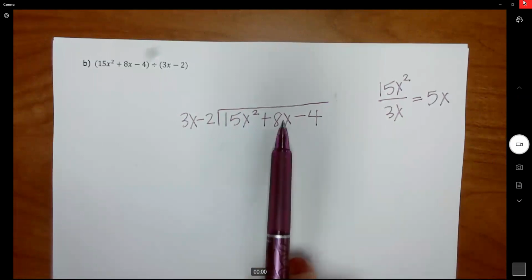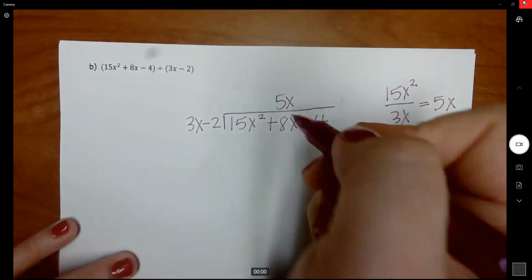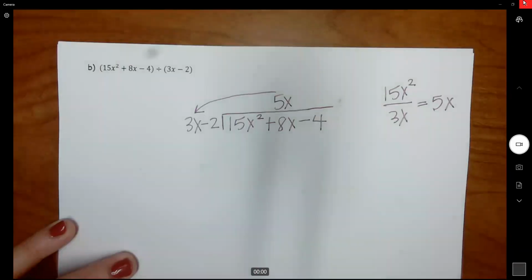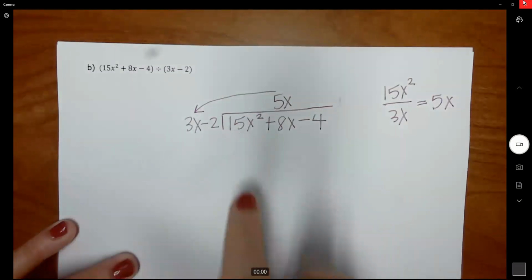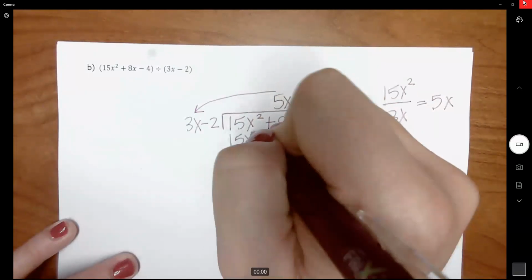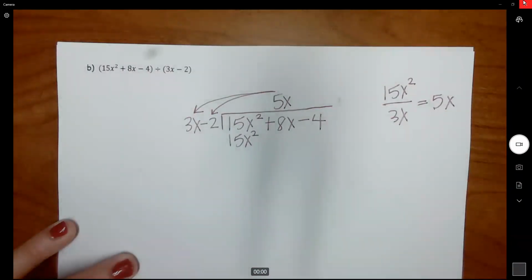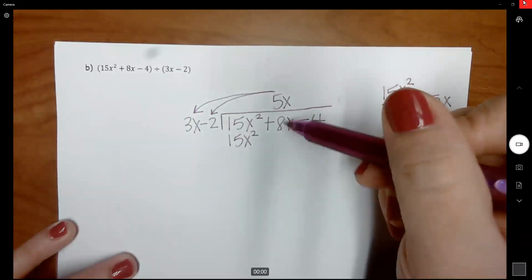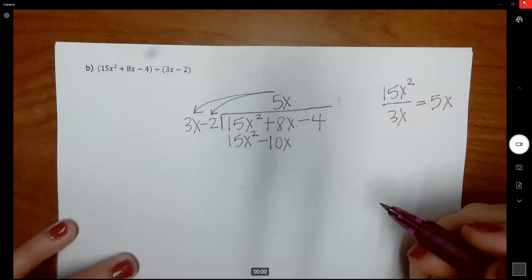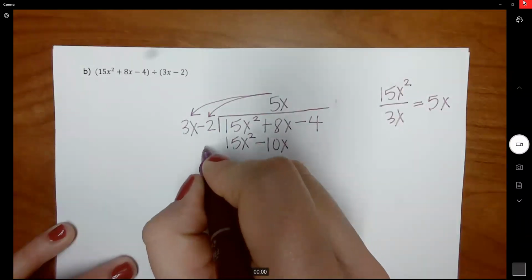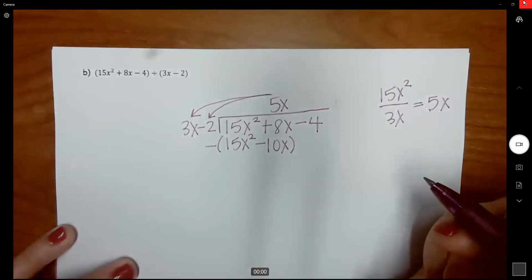I'm going to put my x above my x's here, so this is 5x, and now multiply it back by distributing. So 5x times 3x gives me 15x squared, which needs to go under my squared column. And then 5x times negative 2 is negative 10x, which needs to go under my x column. The next step is to subtract. Again, I'm not just doing a minus out here. We are subtracting all of it.